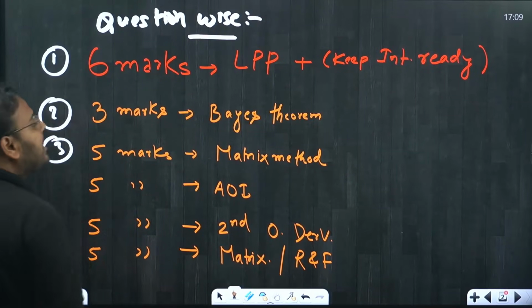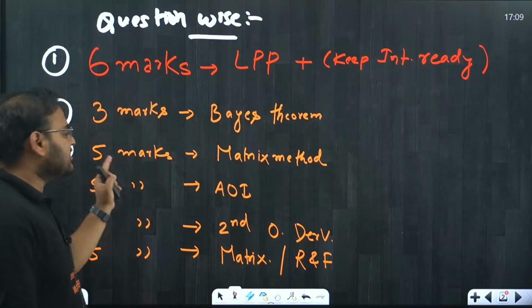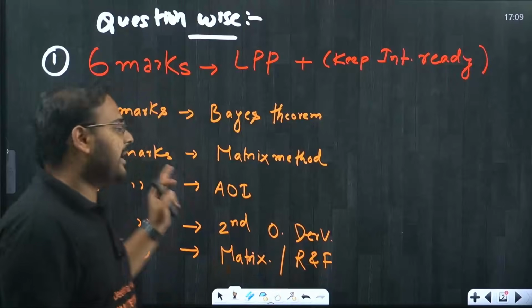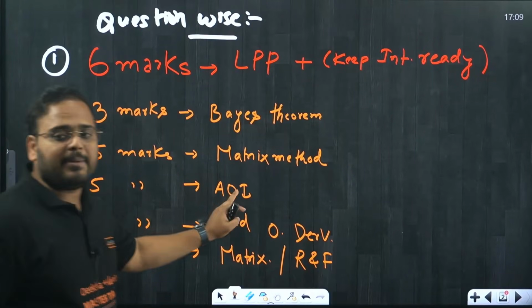Number 3 will be a 5 marks question on the matrix method to solve linear equations. This method will also be there, and this is a very easy approach. It'll take some time to calculate, but you can find the time, and you can get an easy 5 marks there. Next, another 5 marks will be from application of integrals.